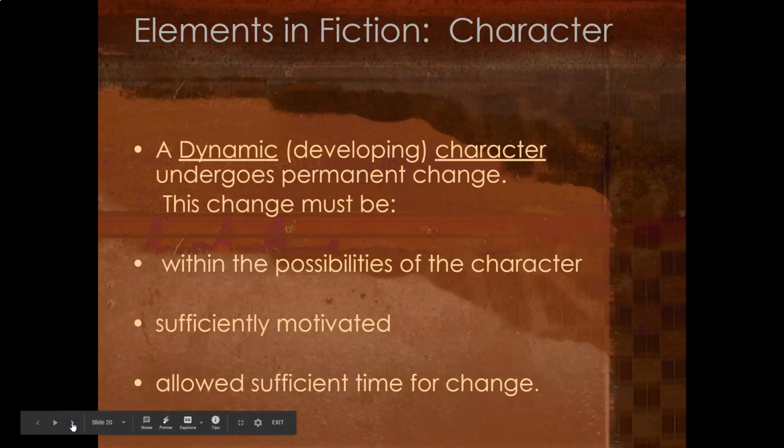The dynamic characters are the most important characters in a story. So these are the characters that you specifically need to pay attention to as you're reading. A dynamic character is a developing character because they undergo some type of permanent change over the course of the story. This change must be within the possibilities of the character. It must be sufficiently motivated, and there should be sufficient time for the change to occur because this should all be believable, like something that could actually happen to an actual person.